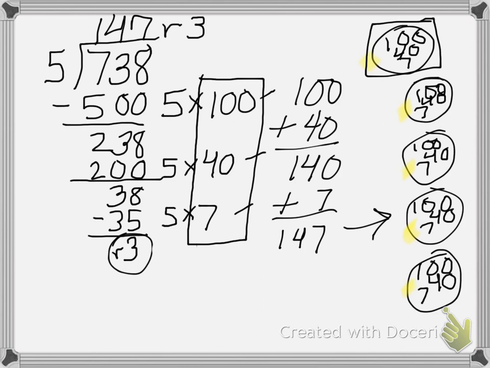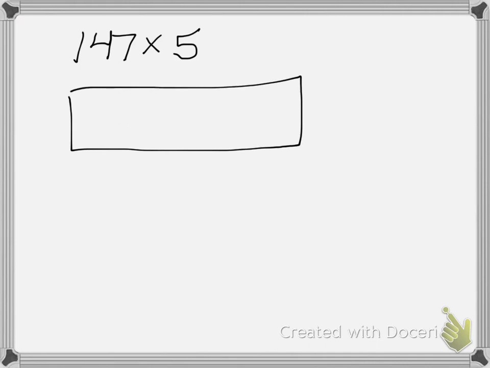Now I'm going to go ahead and check that. So I'm going to take my quotient, 147, and multiply that times 5. I'm going to use an area model for this one. So I'm going to have 147. I'm splitting that into the place values.